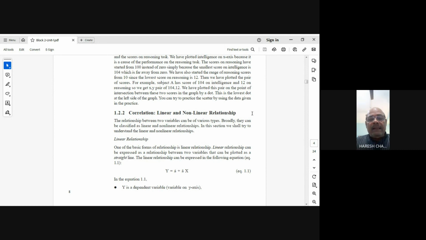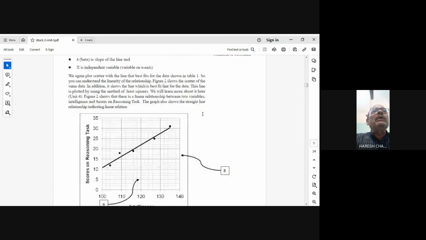But non-linear is there are certain variables which go together, increasing for a certain time, and then beyond that it decreases. The two variables first increase together, and then at one point of time there is a decrease, one increases and the other decreases, and that is a non-linear relationship. Now I'm giving you the concepts.